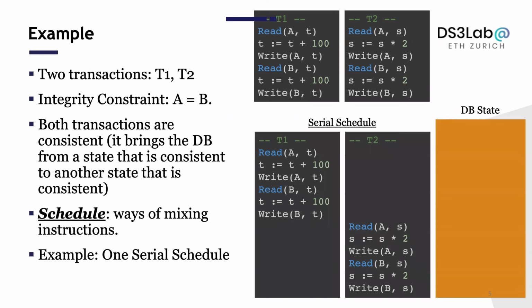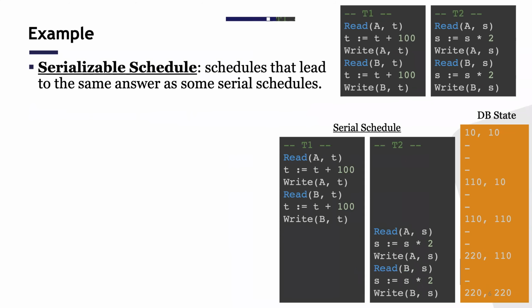There are a whole bunch of serial schedules, which means that in such a schedule, I run the transactions one by one. Here I run T1 first, then T2. If you look at how the database changes, every time I write something, I change the state of my database. Not all schedules are serial schedules, and we actually want to support schedules that are not serial.